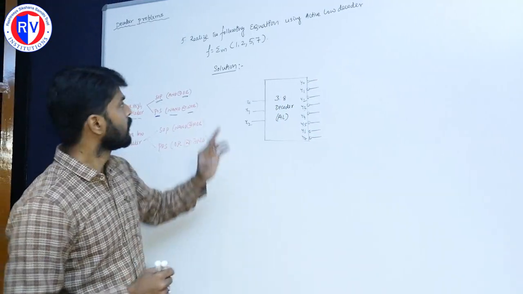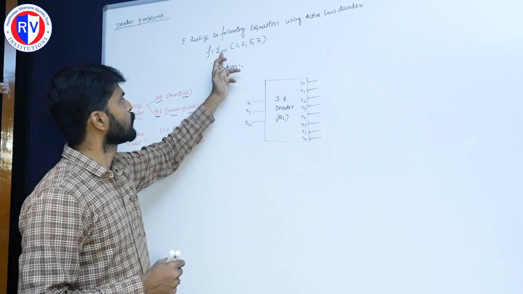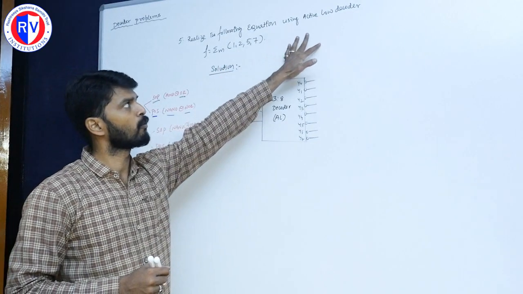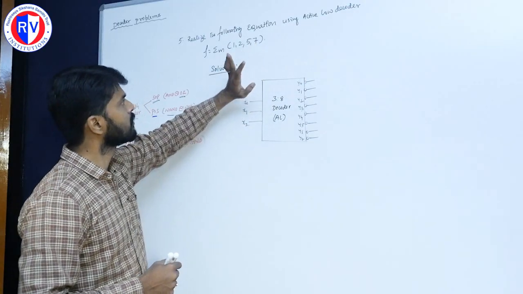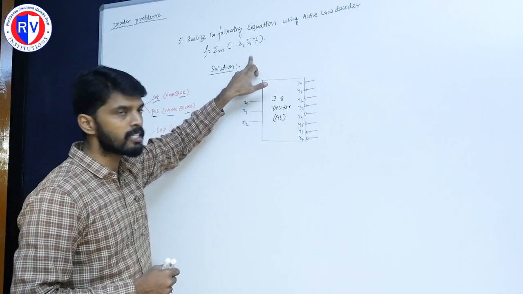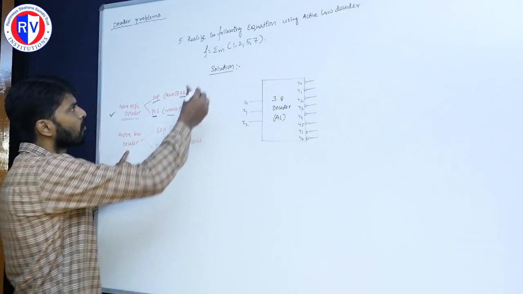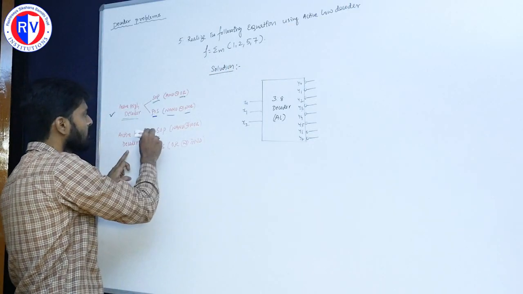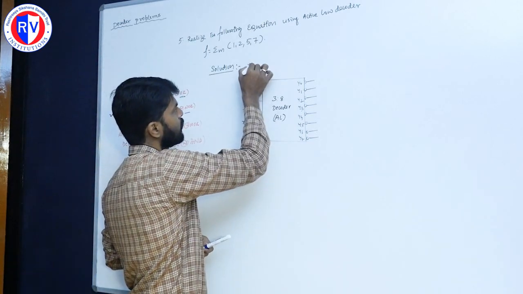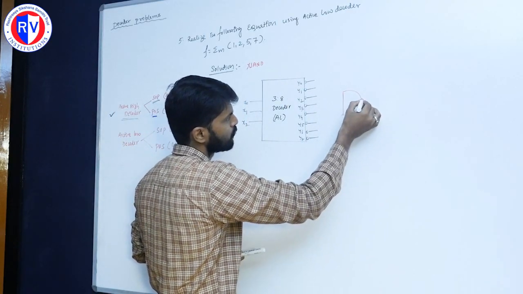This is the fifth problem. Here realize the following equation using active low decoder. Function is f equal to summation m 1, 2, 5, 7. Here we know what kind of decoder we need: active low decoder, and according to the function we need a 3:8 decoder. Here the challenge is what type of gate I need. This is the active low decoder, and what is the equation type? This is the SOP equation, and which gate do I need to use? NAND gate. This is the solution. So I will use straight away the NAND gate in order to realize the following function.